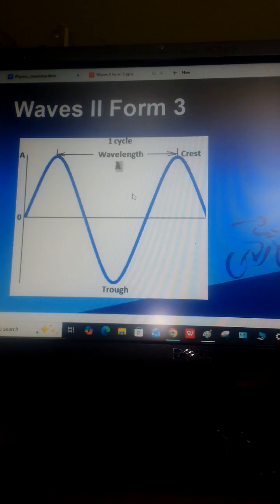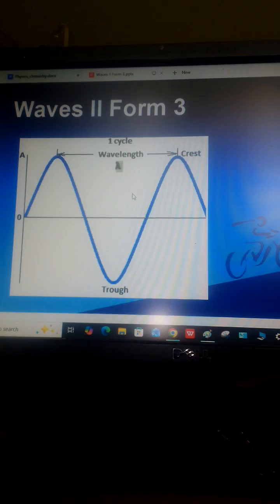Now, what do you know about transverse waves? Transverse waves vibrate or oscillate at right angles to the direction of their propagation, or rather, the direction of vibration of transverse waves is at right angles to the direction of travel of the waves. Contrary to longitudinal waves, such as sound waves, they vibrate in the same direction as the direction of travel.